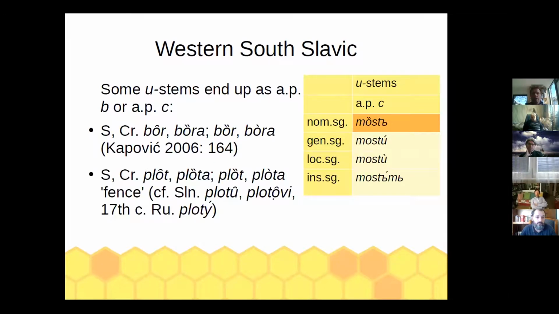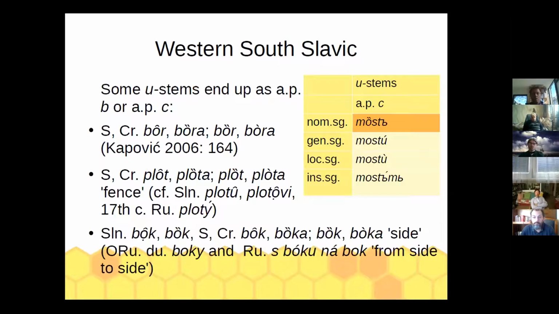So we also find the same variants with plot and plot, where there are clear indications of an original U stem in other languages. And also bok, also in Slovenian, by the way, bok. So both variants exist next to each other. And this too appears to be an old U stem. For example, if you look at Old Russian, there appear to be traces of that. So this is what happened in the mobile U stems in South Slavic.